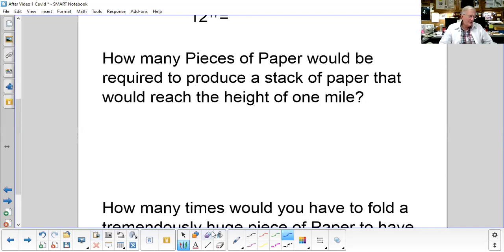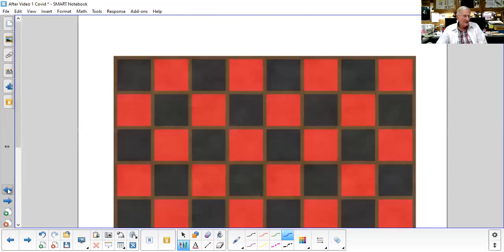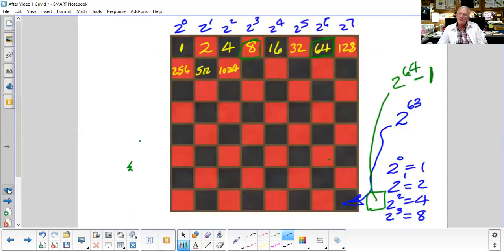Well, if we go back a couple of screens here, do you remember our checkerboard? First piece of paper had 1 thickness. When I folded it once, it had 2 thicknesses. When I folded it twice, it had 4 thicknesses up here. You can see it right here on the checkerboard, right? 16 would be the next fold. 32 would be the next fold.